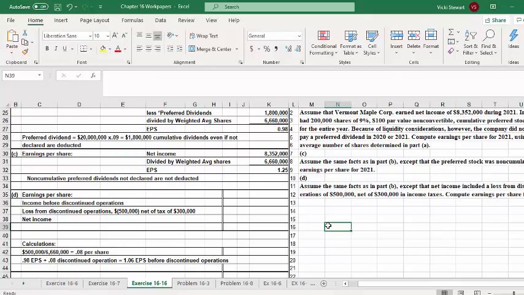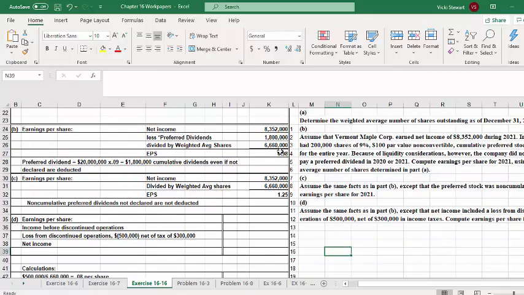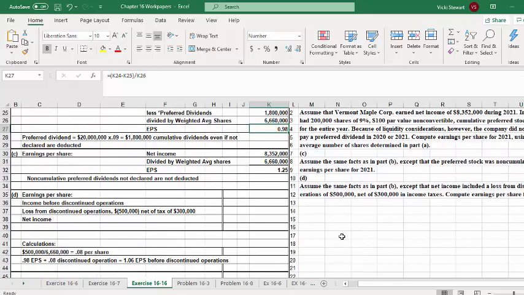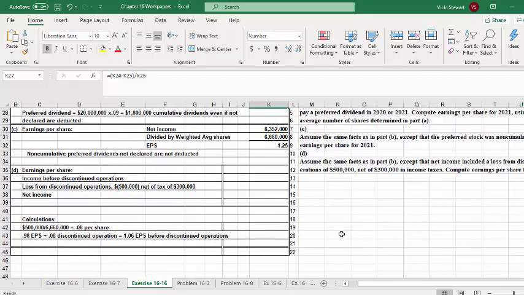So we're going to use the facts or the information that we had in Part B. We calculated the earnings per share to be 98 cents, but now they're saying that included in this net income was a loss from discontinued operations. So as we know, whenever you have a loss from discontinued operations, you're required to break that out separately and show it separately in your earnings per share calculation.